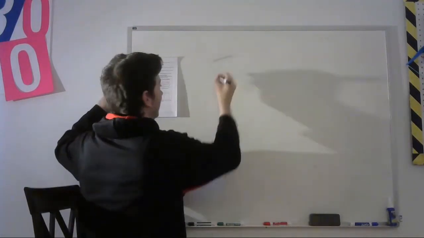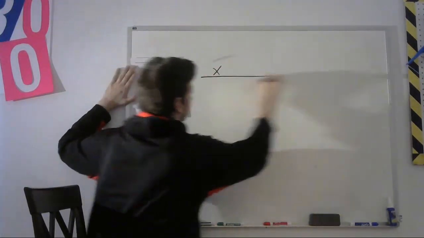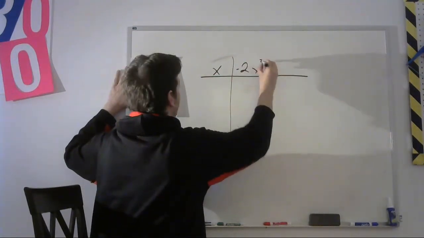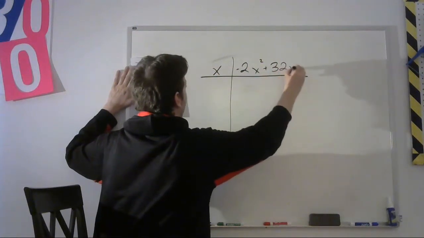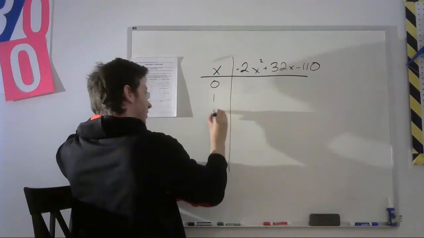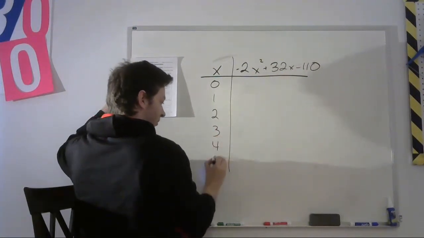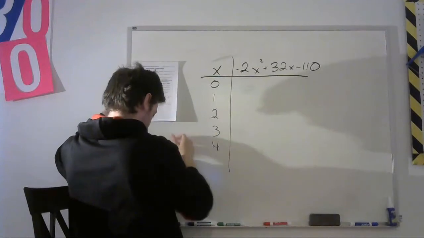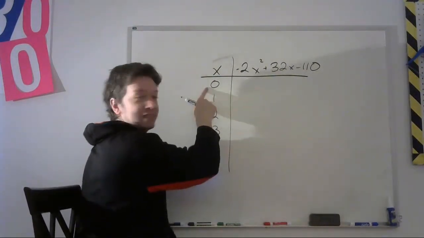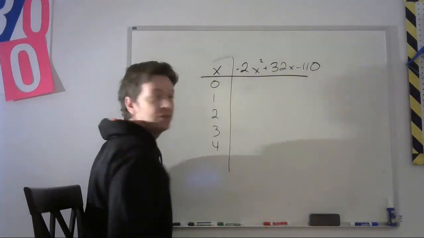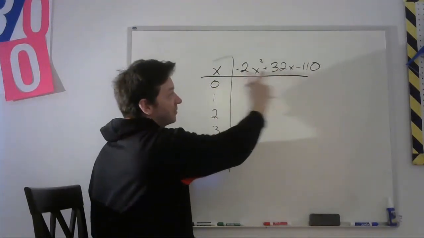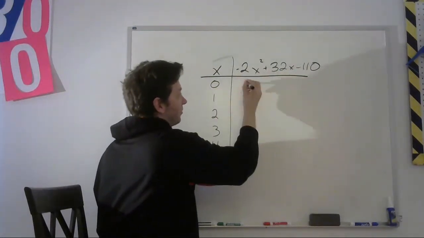First one is table of values. So they give us x and minus 2x squared plus 32x minus 110. And then you have all these different values for x. 1, 2, 3, 4, and so on. And all you're doing in this case is substituting that x value into that equation. So if you plug in 0, that whole term is 0, that whole term is 0, and you're left with minus 110.